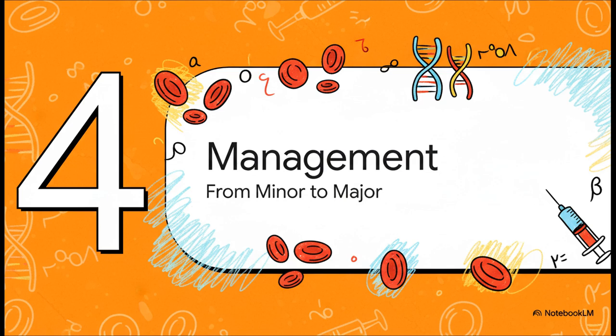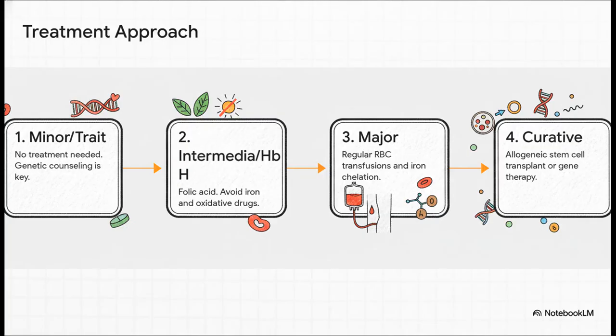Okay, last big piece of the puzzle, management. What do we actually do for these patients? How do we treat them, from the really mild forms to the most severe? Well, it's really all tiered by severity. For the minor or trait forms, you do nothing. Seriously. The main thing is genetic counseling so they understand the risk of passing it on.